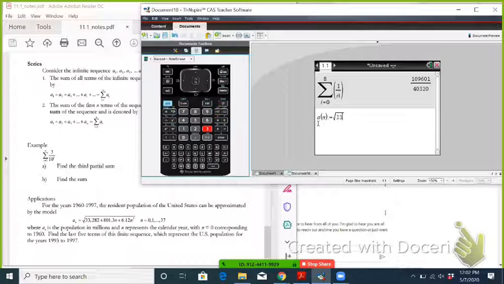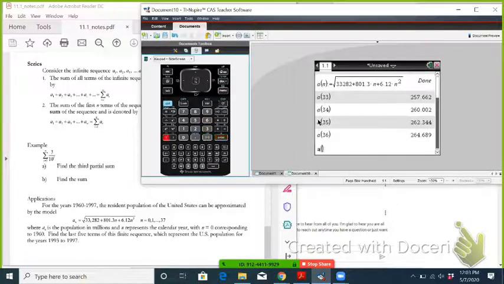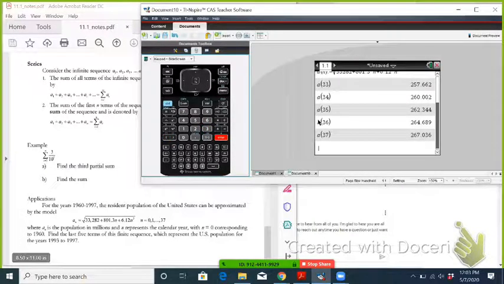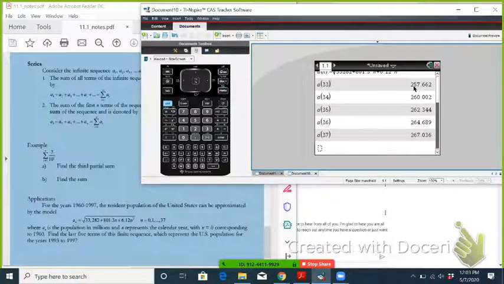and type in that function as it looks: 33,282 plus 801.3 times n plus 6.12 n squared. And I'll say done. Since it says the years 93 to 97, that would correspond to the numbers 33 to 37. If we find those values, we can find the populations of the United States for those years, and realize that it's the population in millions. So in the year 1993, the U.S. population was 257 million people.